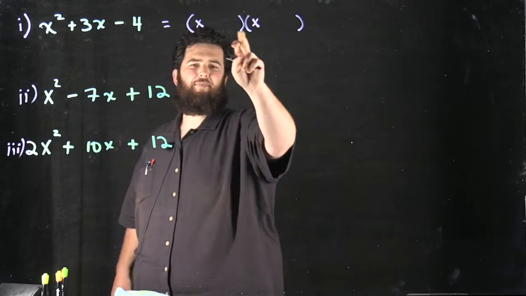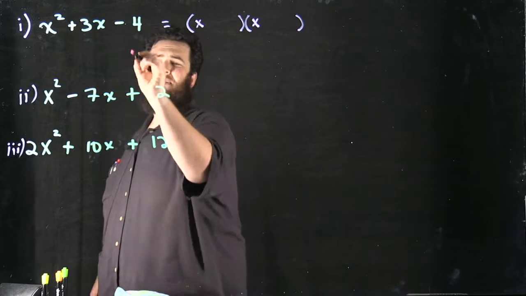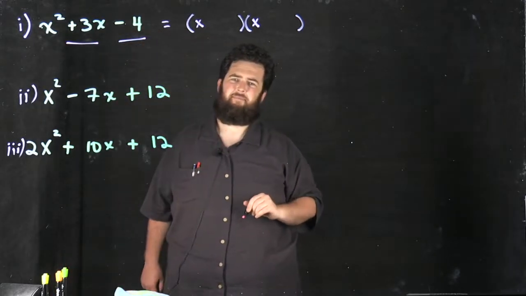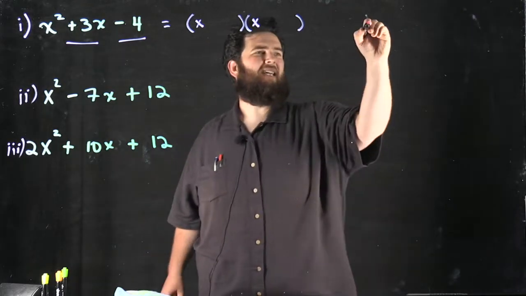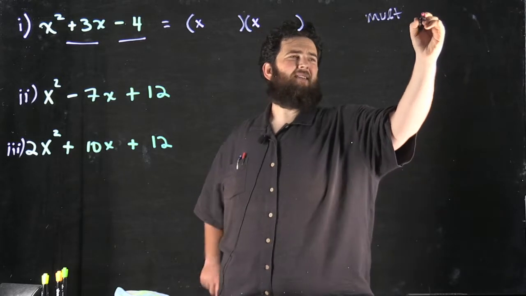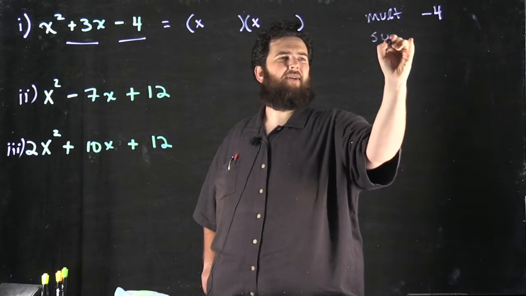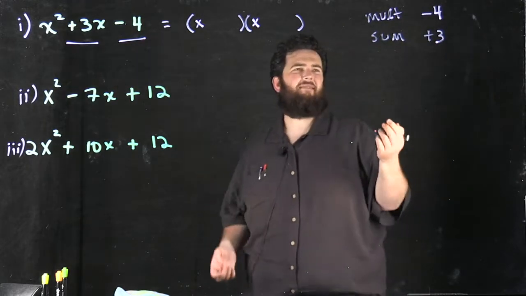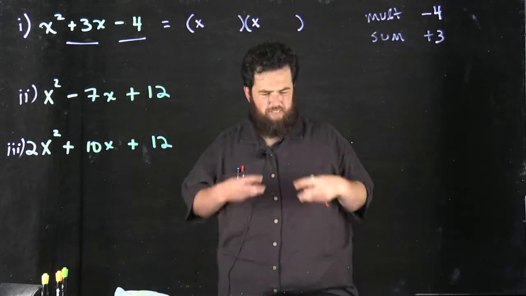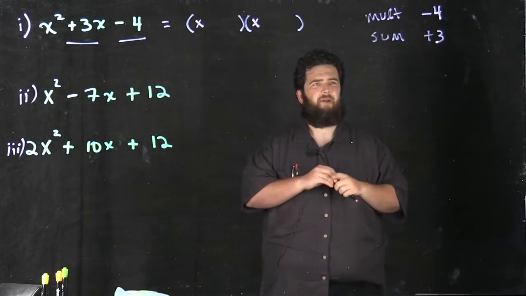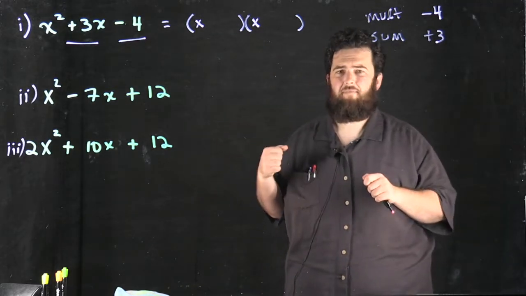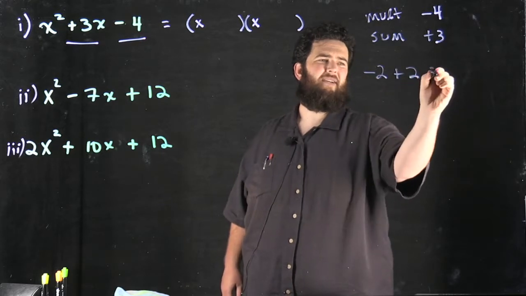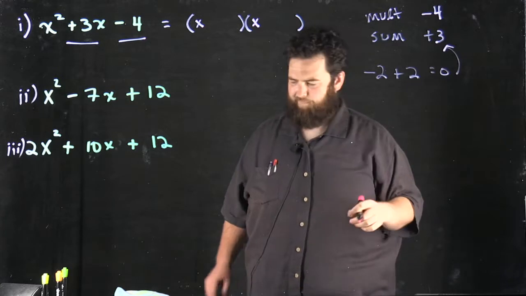Now, to fill in the blanks, what I want to do is find two numbers that multiply to -4, but when you take their sum, you get +3. Well, we've got to just think of a few things. There's only so many options of numbers that multiply to -4, right? So let's just split -4 into factors. Well, there's -2 times +2, right? But when we take -2 and +2, we take their sum, we get 0. But 0 is not equal to 3. So that's not going to work.